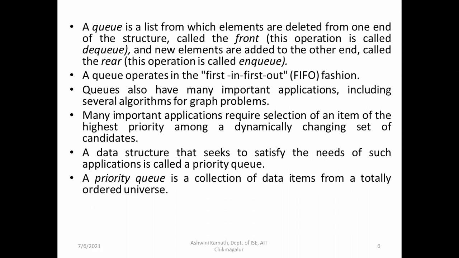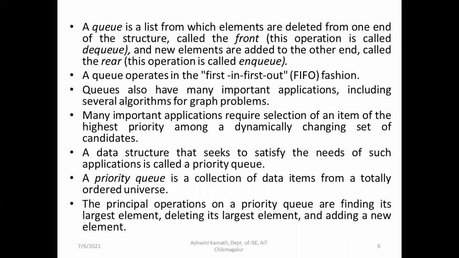A priority queue is a collection of data items from a totally ordered universe. It is ordered because each item in the queue has a priority. Based on the priority only, we are going to remove the element. The principal operations on a priority queue are finding its largest element, deleting its largest element, and adding a new element. Largest element in the sense that the element which has the highest priority. That will be added first, that will be removed first.